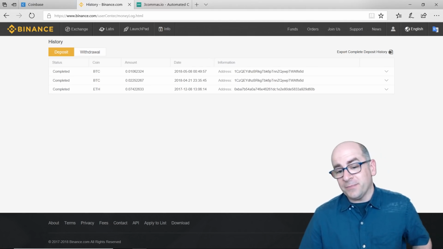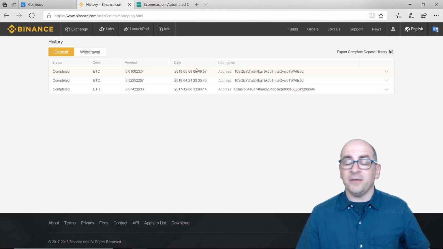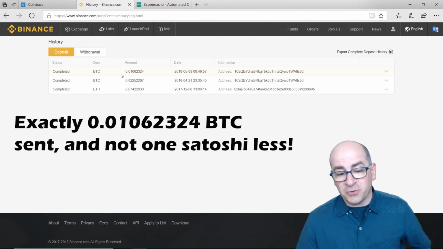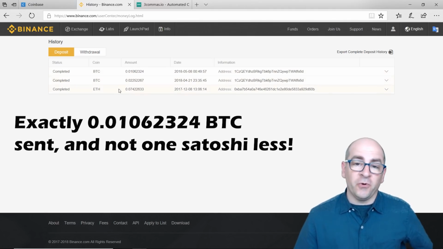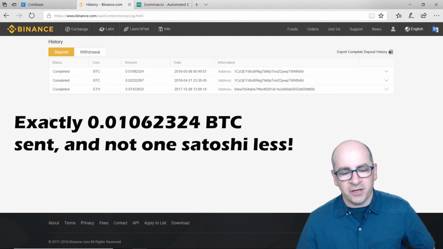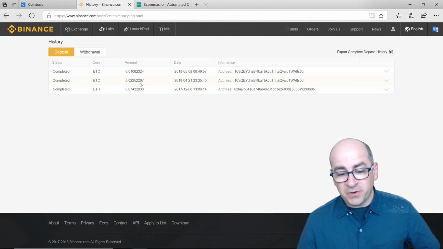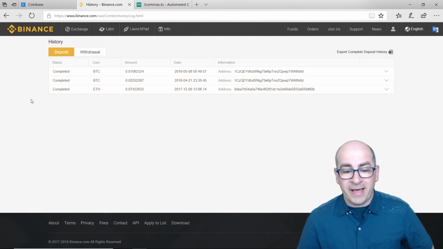But I'm not complaining because here's the money right here in the very top row on May the 8th. So there's the exact amount of Bitcoin I deposited from GDAX, the 0.01062324, or about $100 worth of Bitcoin. Granted, that's not a lot, but I have another $200 or so of Bitcoin, so I have a combined total of about $300 worth of Bitcoin that I can start trading and buying some altcoins.